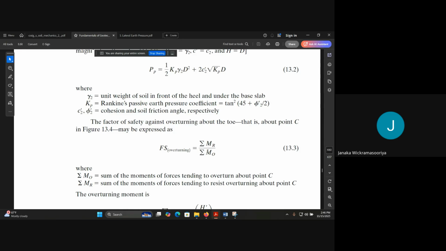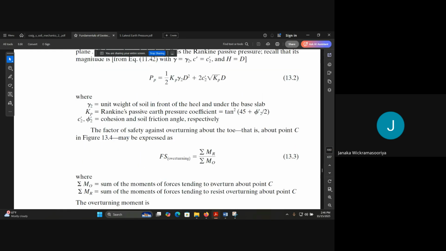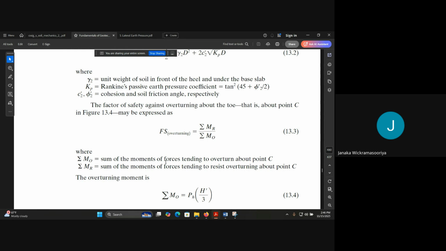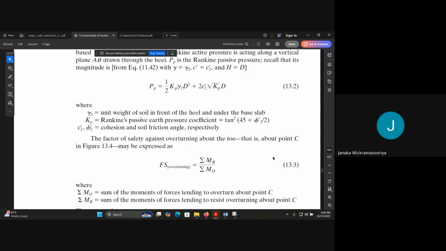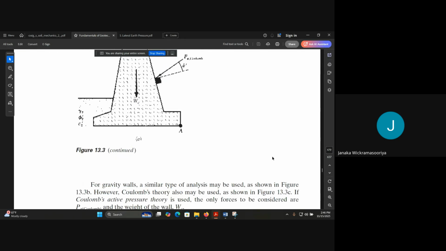This is sigma MR and sigma MO. Sigma MR is the sum of moments tending to resist overturning about point C, and MO means the sum of the moments of forces tending to overturn about point C. Right? We will see what this is.